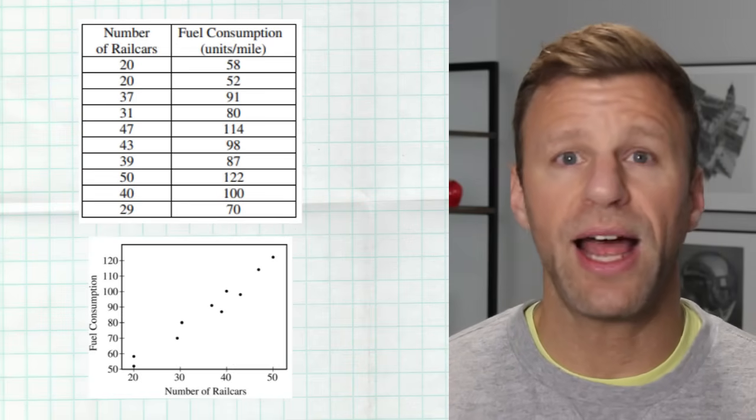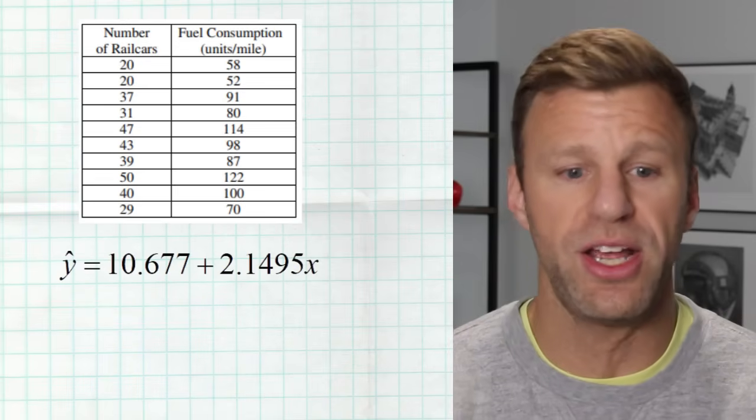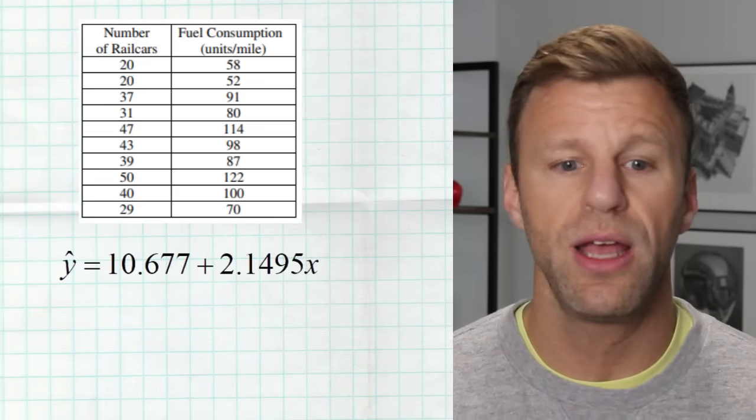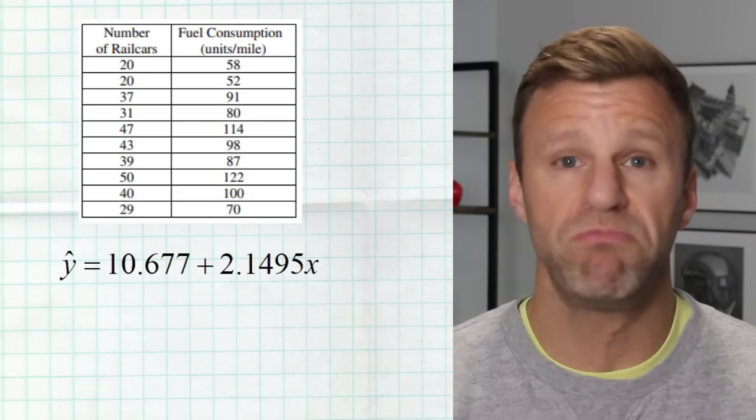Now, one thing that I could do to find the least squares regression line for you is to just give it to you. So here it is. Y hat equals 10.677 plus 2.1495x. The y-intercept is the a and the slope is the b. Done. Just give it to you.